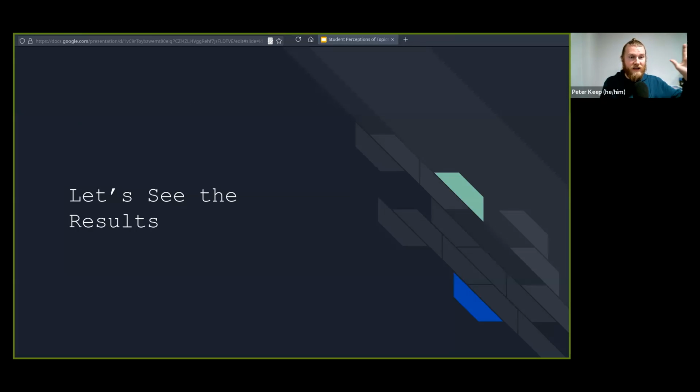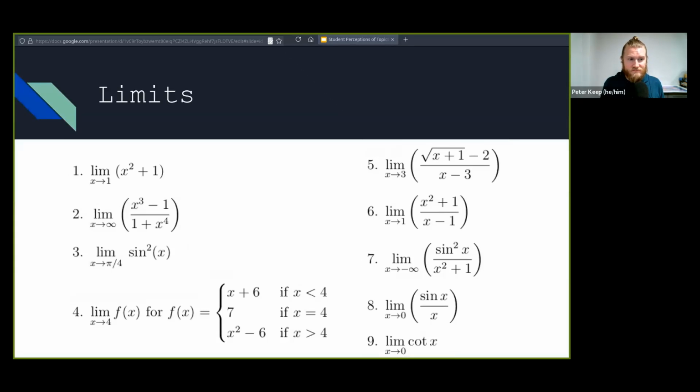So that was what we did. Let's take a look at some of our results. These are the 9 problems we gave students and we asked them to group them together. But we want to open the floor to you to see how you think these might be grouped together and what kind of groupings you would expect to see. You can unmute if you want or put it in the chat. Either one is fine.